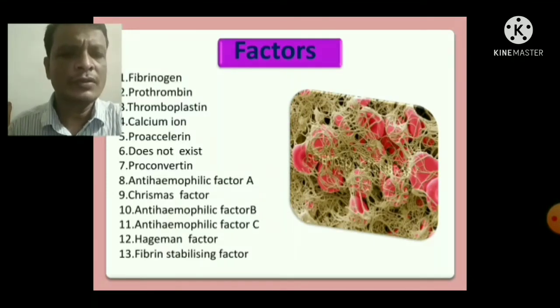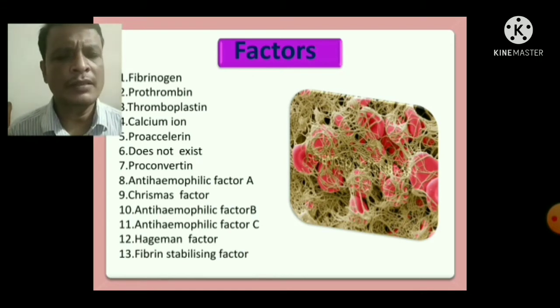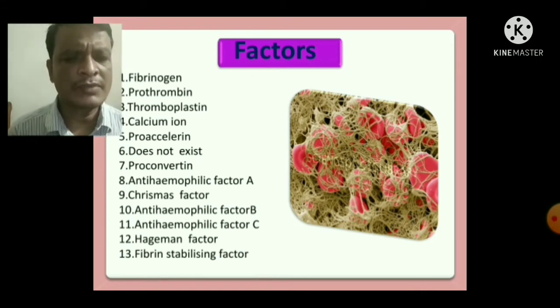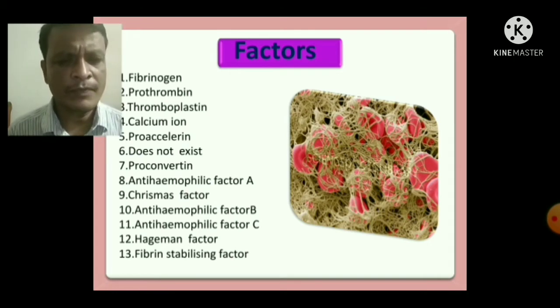Now the factors. There are 13 clotting factors associated with the blood clotting mechanism. These are fibrinogen, prothrombin, thromboplastin, calcium ion, proaccelerin, proconvertin, anti-hemophilic factor A, Christmas factor, anti-hemophilic factor B, anti-hemophilic factor C, Hageman factor, and fibrin stabilizing factor. These are the 13 factors which are most important for the blood coagulation mechanism.